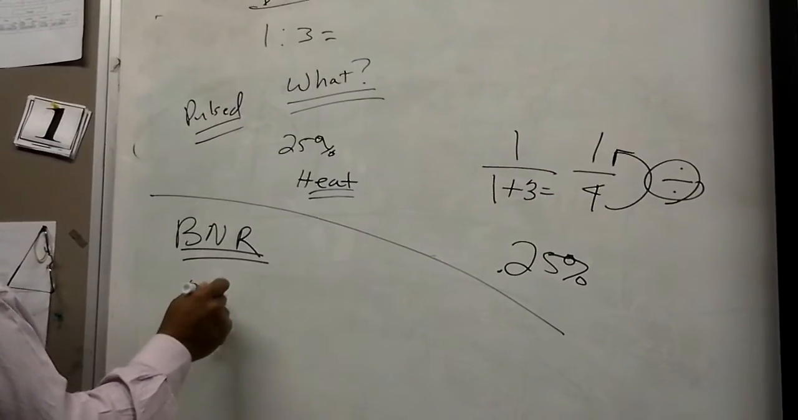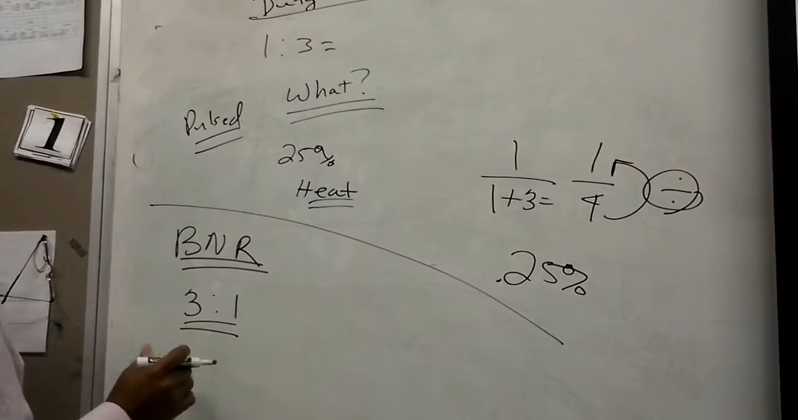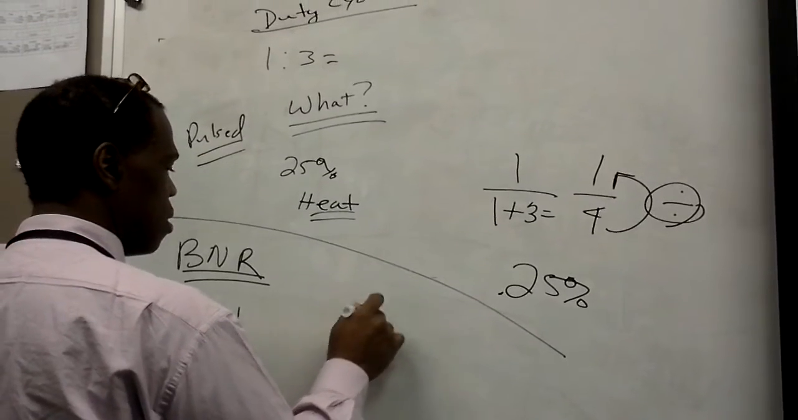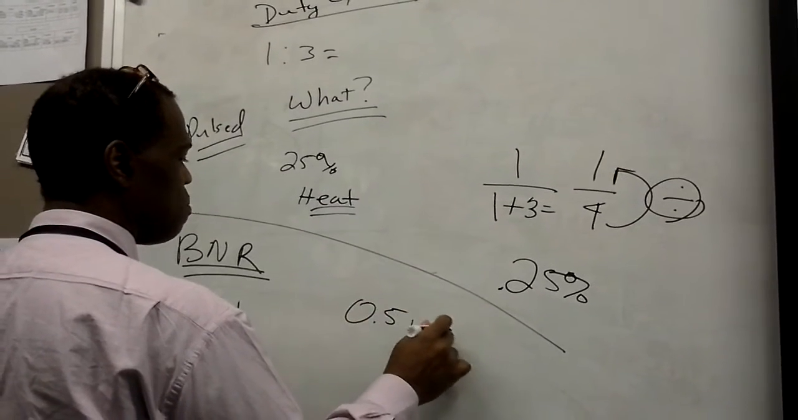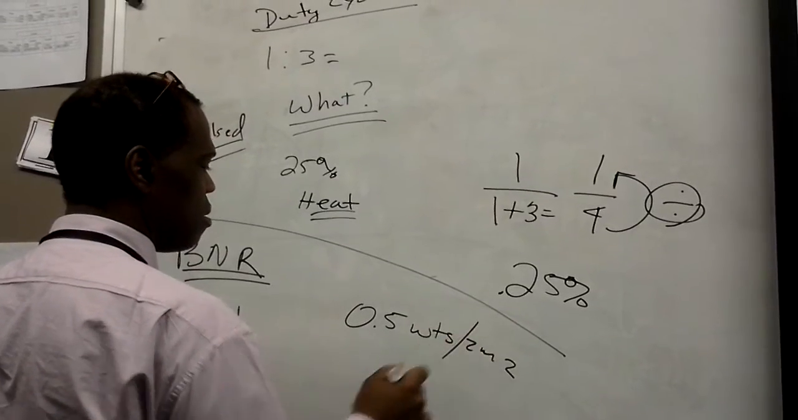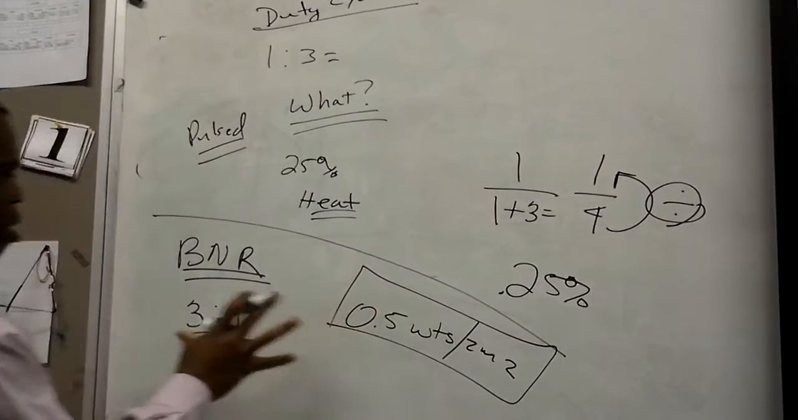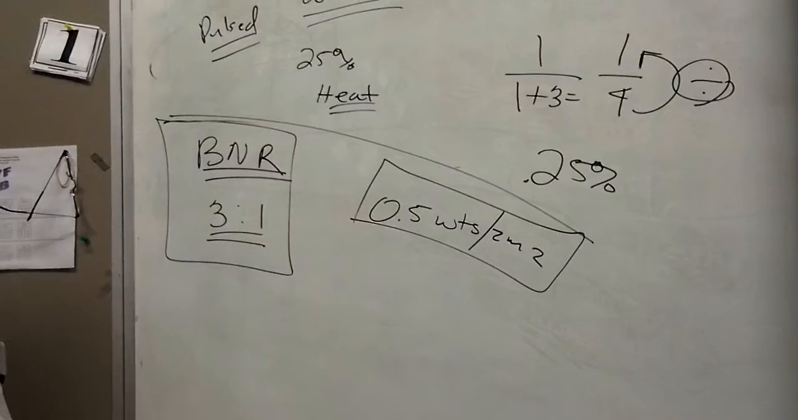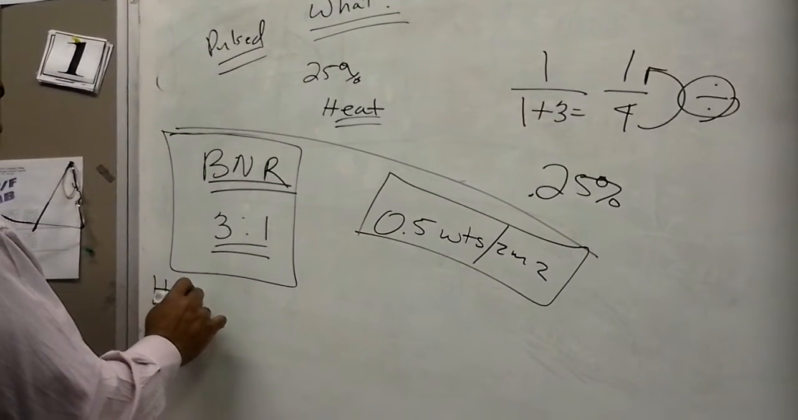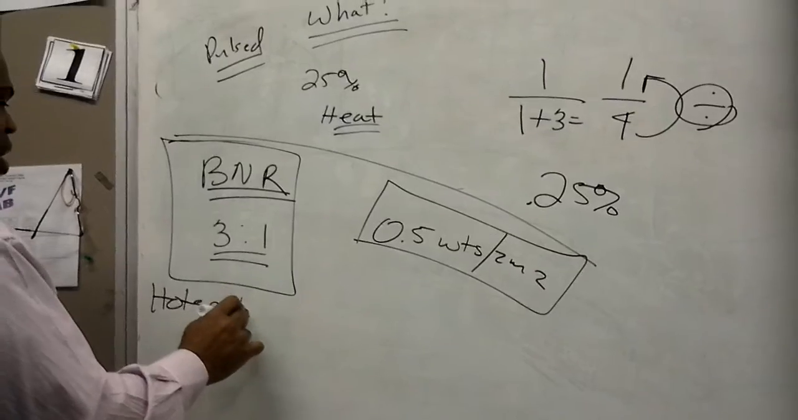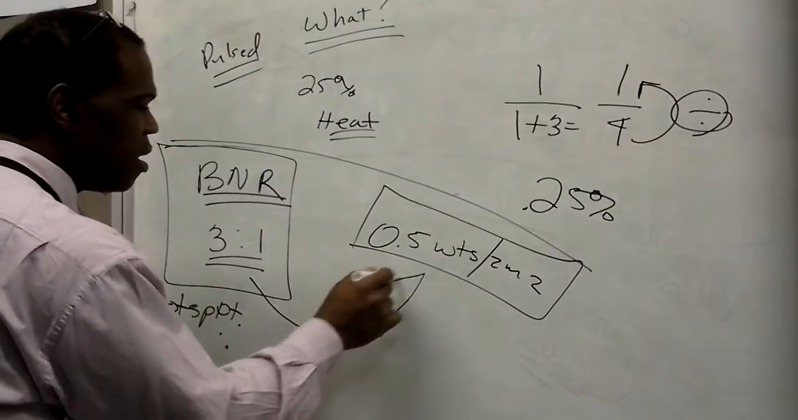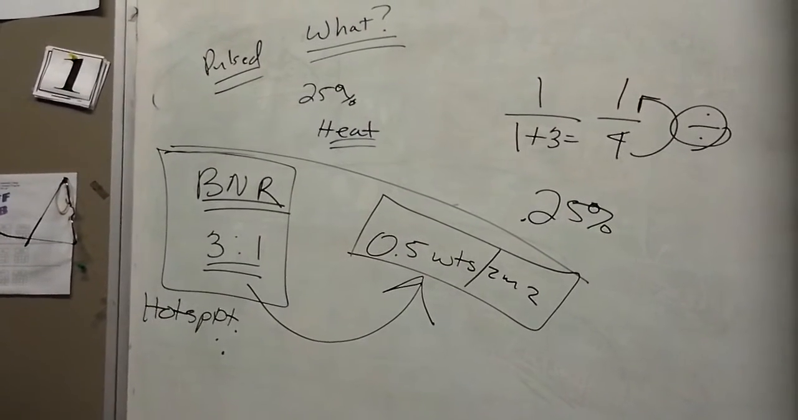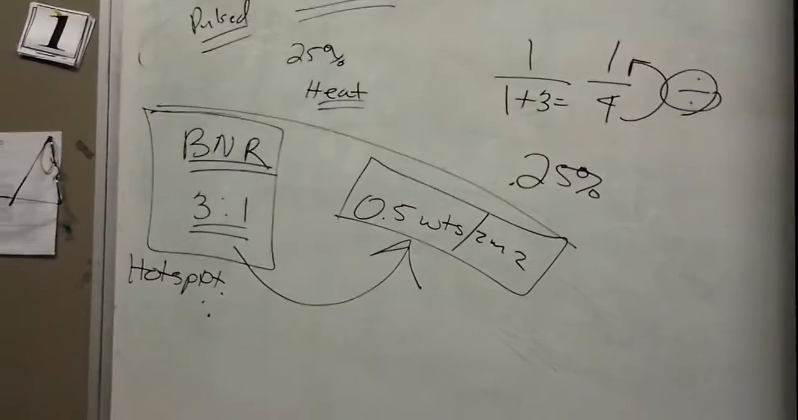3 to 1 is the BNR of this machine that I purchased. At 0.5 watts per centimeter squared, what are we looking for with BNR? Hotspot. All right, so what is the maximum hotspot? Three times 0.5. Oh, 1.5. 1.5. I got it.